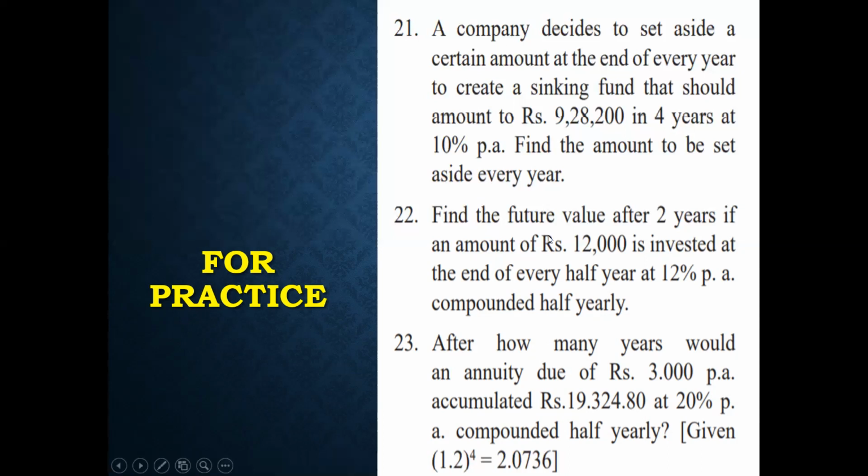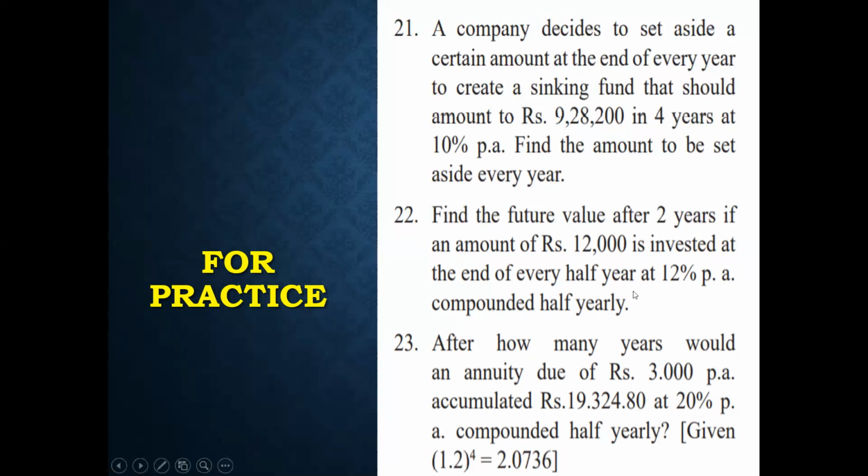The next is find the future value after 2 years if an amount of rupees 12,000 is invested at the end of every half year at 12% per annum compounded half yearly. So remember class, the word future is there, end is there. So again, this is a sum related to immediate annuity, but there is the word half year.